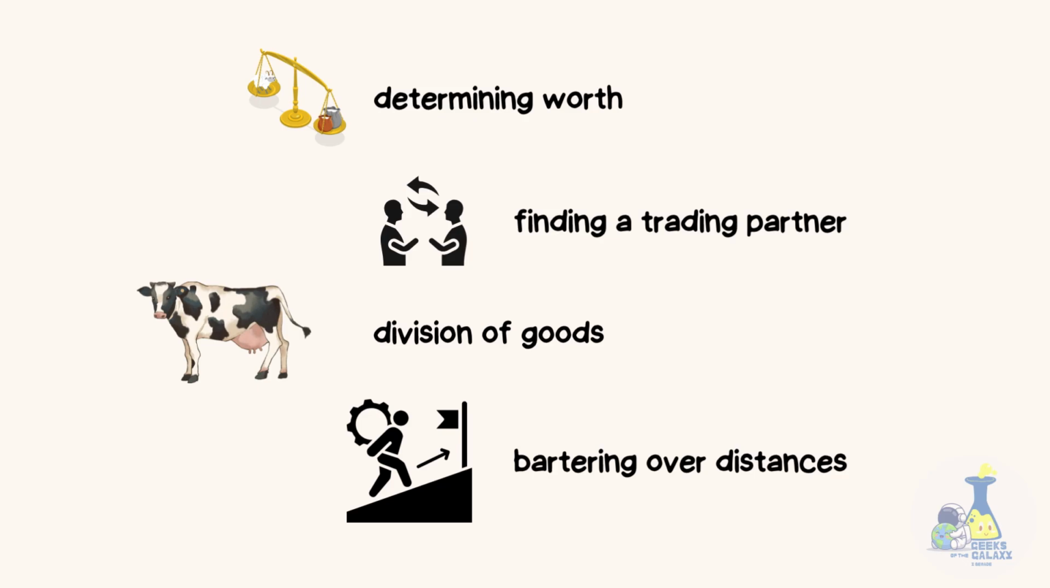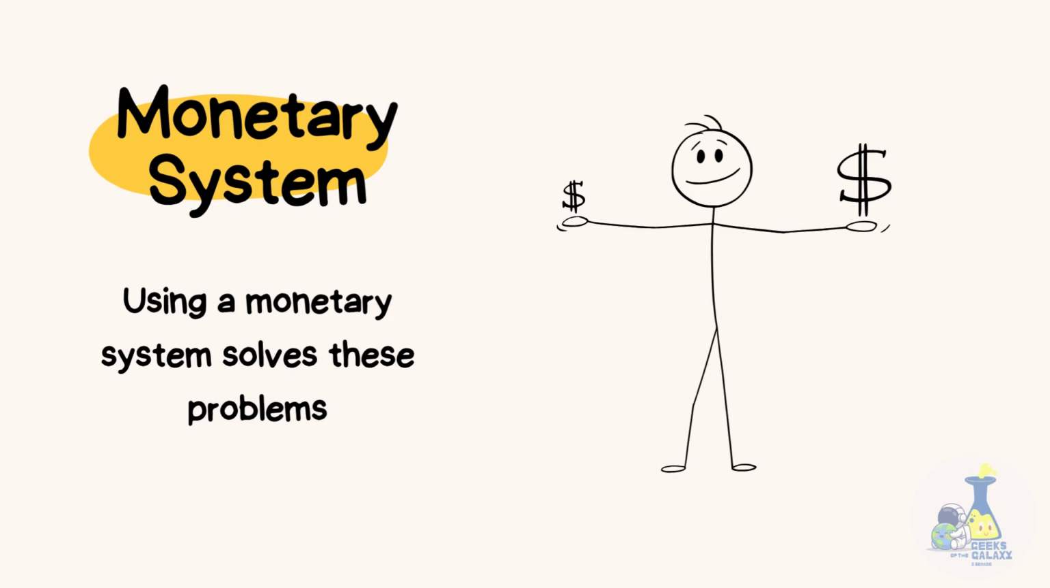Bartering is difficult over long distances. Carrying large or heavy goods to trade can be hard. Goods can also spoil or get damaged. Food and other items may rot, break, or lose value over time. A monetary system or the use of currency solves this problem of bartering and makes trading easier.